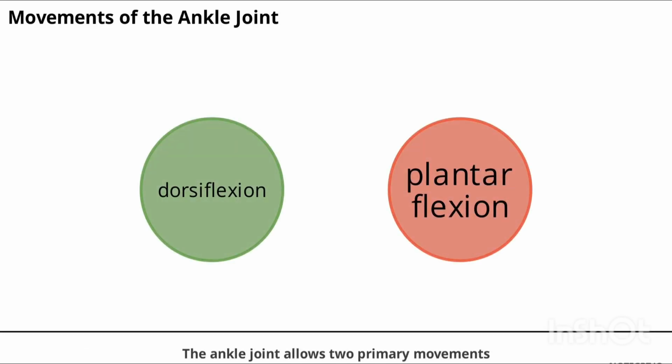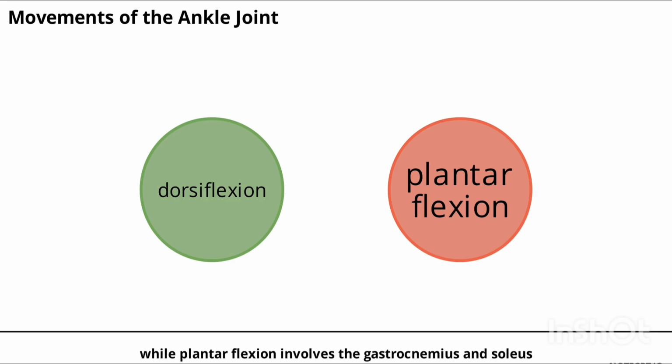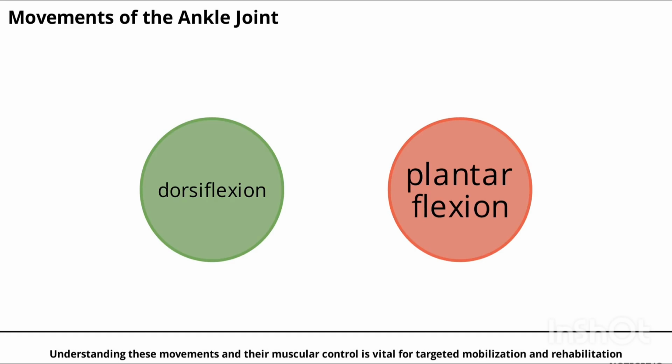The ankle joint allows two primary movements: dorsiflexion and plantar flexion. Dorsiflexion is powered by muscles like tibialis anterior and extensor digitorum longus, while plantar flexion involves the gastrocnemius and soleus. Arthrokinematically, dorsiflexion involves dorsal gliding, and plantar flexion involves ventral gliding of the talus.